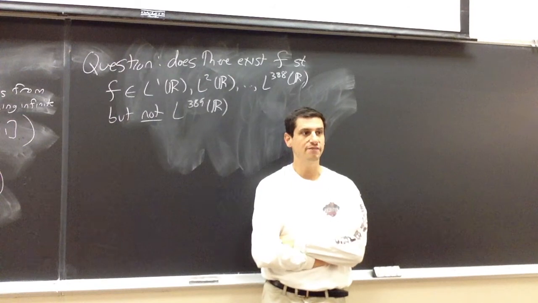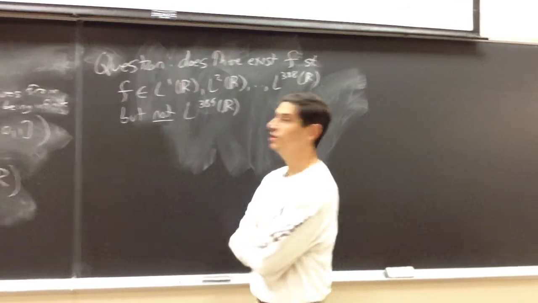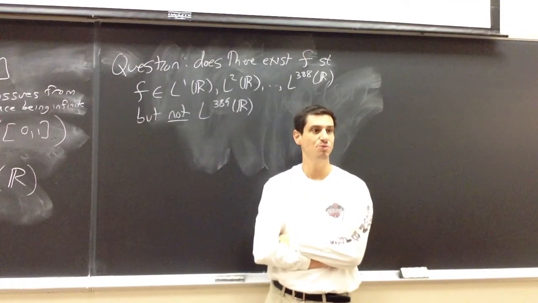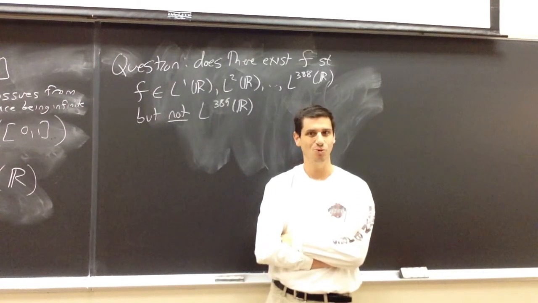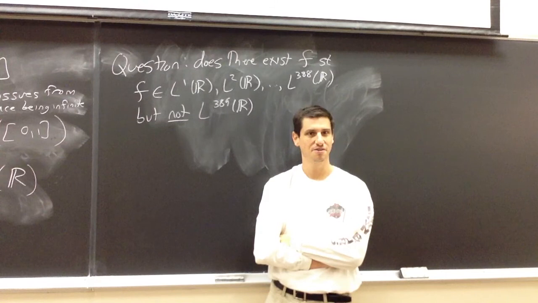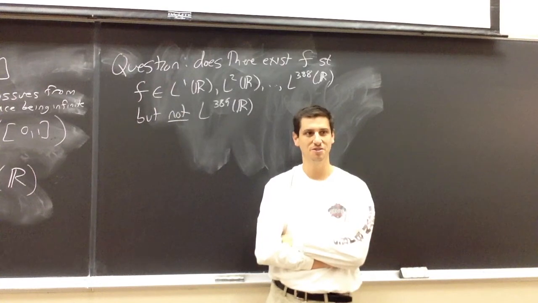In other words, if I'm in it for a couple of P's, then I'm in it for all P's from that point onward. That would be a wonderful condition. If you want to see if you're in L389 of R, just see if you're in LP of R for some smaller P. What do you think? How many people think such a function does not exist? How many people think such a function exists?